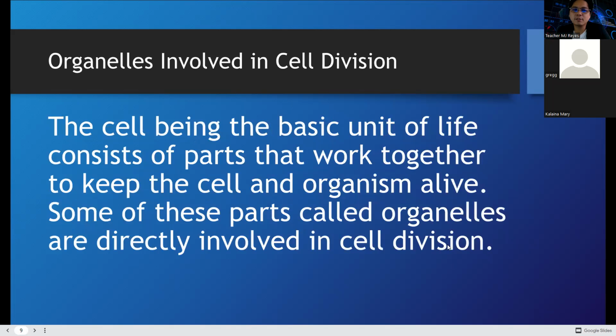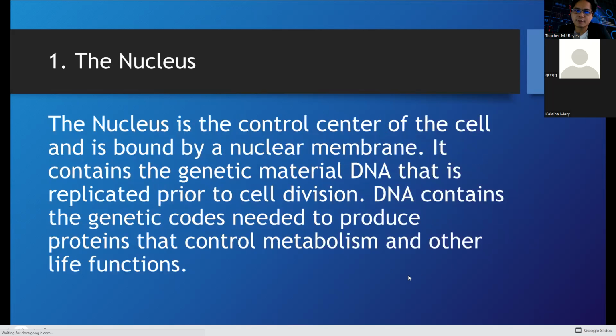Organelles involved in cell division. The cell, being the basic unit of life, consists of parts that work together to keep cells and organisms alive. We actually discussed this when you were still in grade 7. Some of these parts are called organelles, the little organs directly involved in cell division. Number 1 is the nucleus.